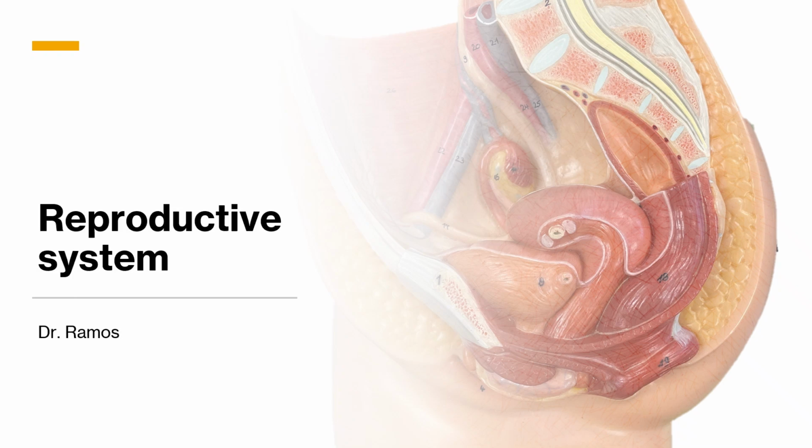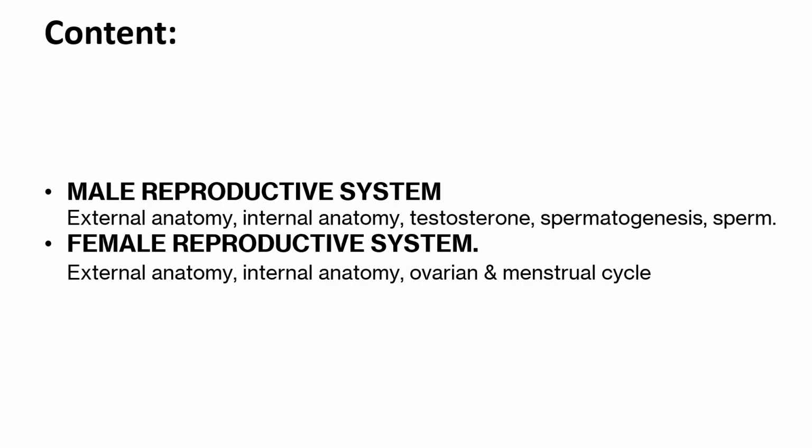Today we're going to learn about the reproductive system, and we're going to divide this class in two videos. The first one, we're going to be talking about the male reproductive system, and after that we're going to conclude with the female reproductive system. So first we're going to focus on the microscopic anatomy. So we're going to learn from outside, external anatomy, to inside, internal anatomy.